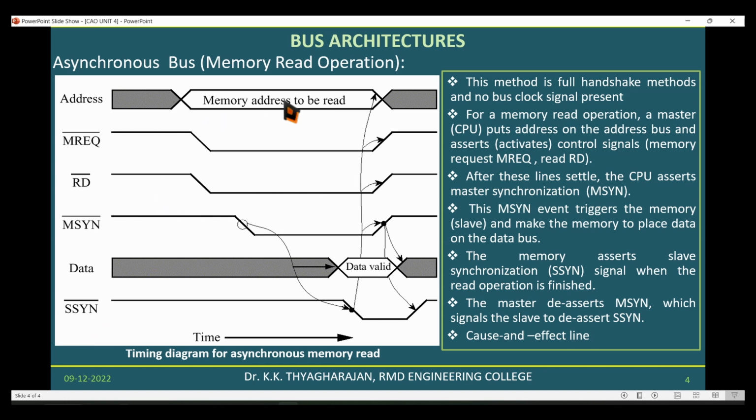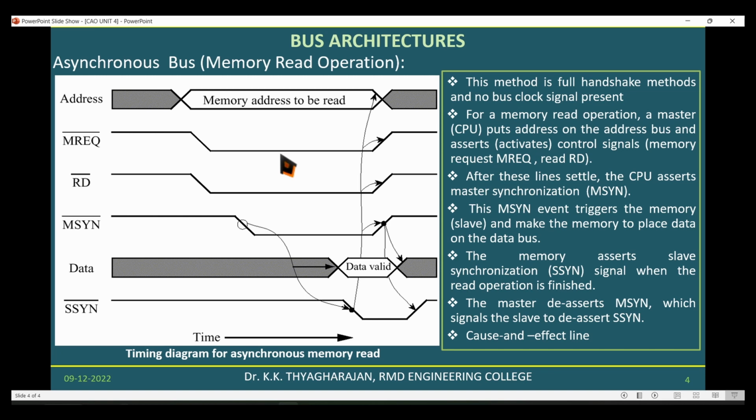First, the address is placed at any instant of time depending on the requirement. The memory request and read signals are placed after placing the address. See, this line indicates that it is an active low signal. That means normally the signal will be high and it will be active when it is going low. So this is the activated signal.